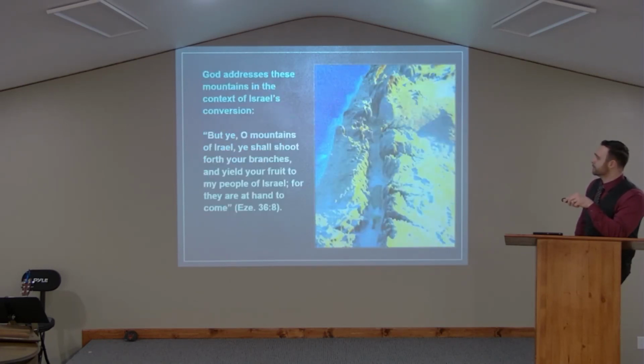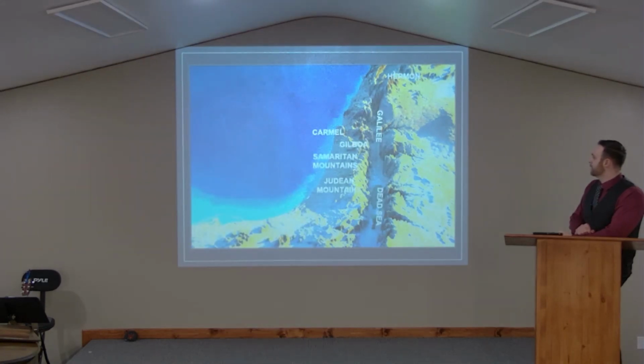And God actually addresses those mountains when he's talking about Israel's conversion in Ezekiel. "But ye, O mountains of Israel, ye shall shoot forth your branches and yield your fruit to my people of Israel, for they are at hand to come." That Israel would be right here on this strip. We have the Sea of Galilee, Mount Hermon up here, and the Dead Sea down here.